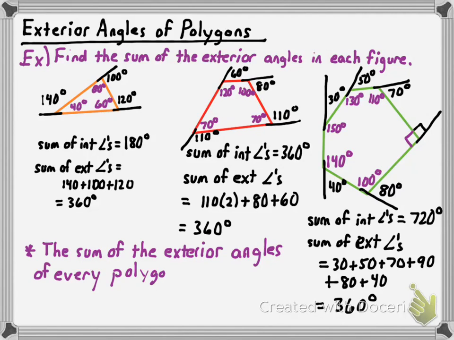Now, I need to make the side note here that this is if you use one exterior angle at each vertex. The sum of the exterior angles of every polygon is 360 degrees. If you happen to use 2 per vertex, by the way, it'd be twice that, wouldn't it? 720 degrees. But for 1 per vertex, it's 360 degrees. Great. Now let's see how we can use exterior angles to answer some questions about polygons.